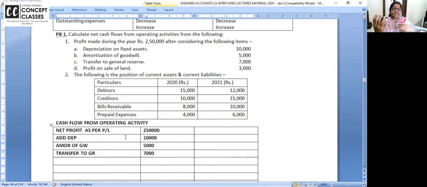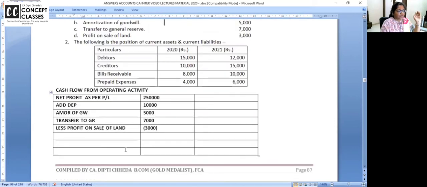On the credit side, 3,000 is included in net profit. But this 3,000 profit is a part of the sale value which you have already written in the investing activity. In investing activity, the profit has come in as part of the sale value inflow. So why will you take it here? So what should I do? Less. Profit on sale of land. Less how much? 3,000. Done. That's all.